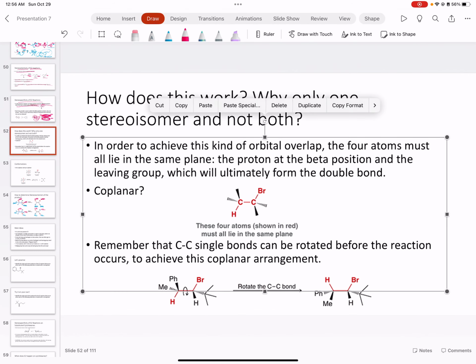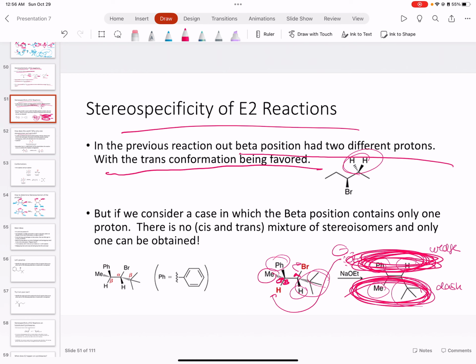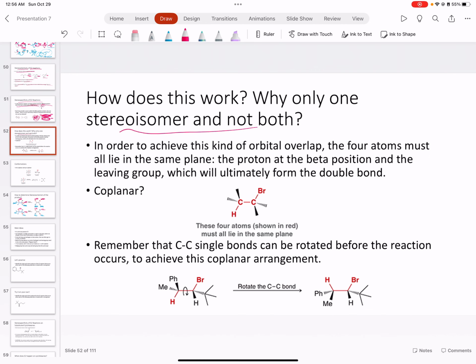So how does this work? So why only one stereoisomer and not both? In order to achieve this kind of orbital overlap, the 4 atoms must all lie in the same plane. The proton at the beta position and the leaving group will have to ultimately form the double bond. They have to be coplanar. So as you can see here, the bromine that left and the hydrogen that was taken by the base were on regular bonds, so they weren't on a wedge or a dash, so they had to be coplanar.